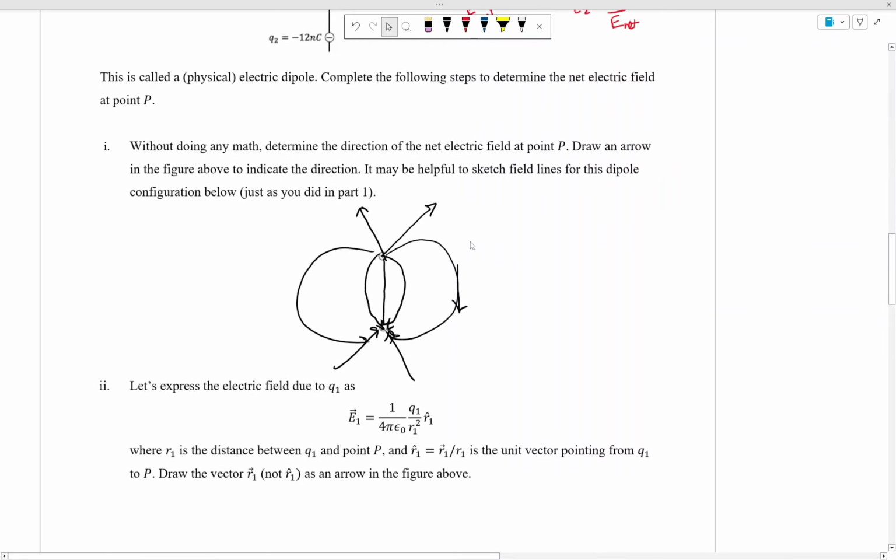The next part has us examine the electric field expression for a point charge. So that's this. This should be familiar. We talked about this in class. And the thing that I want to draw your attention to is this unit vector, r1 hat. The cool thing about how we're going to do this problem is that rather than using sines and cosines, trig functions, to extract the components of the electric field in x and y, we're going to use the unit vector to do it for us.